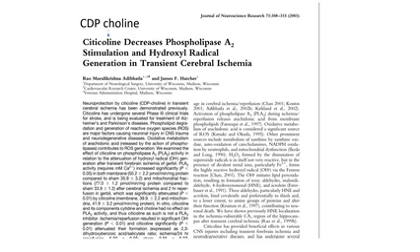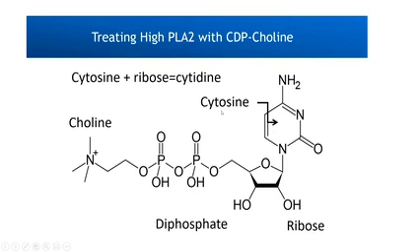And the name of this article indicates that cytosolic or CDP choline is an inhibitor of phospholipase A2, and it also causes a reduction in toxic free radicals, which are called hydroxy radicals, which are some of the most toxic free radicals. So here is the structure of CDP choline.